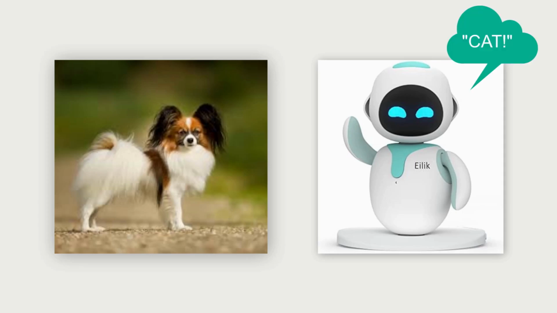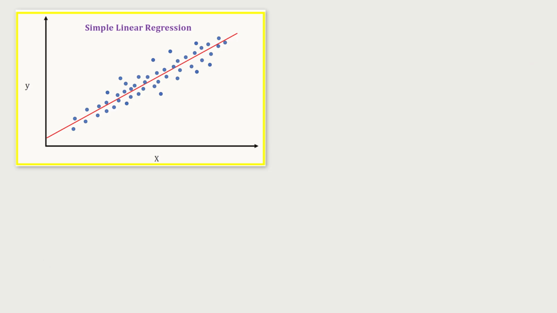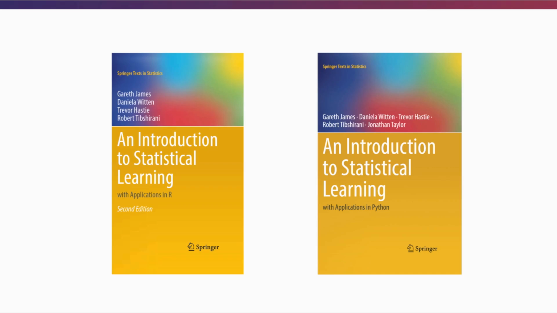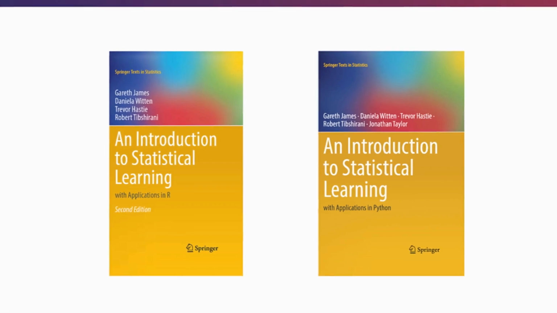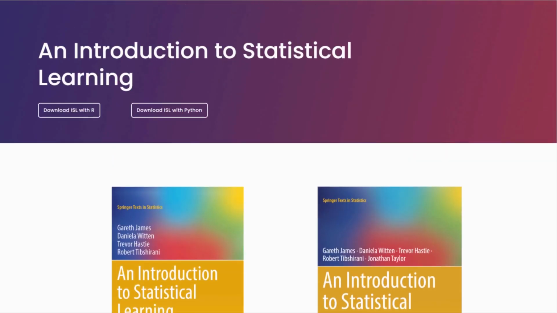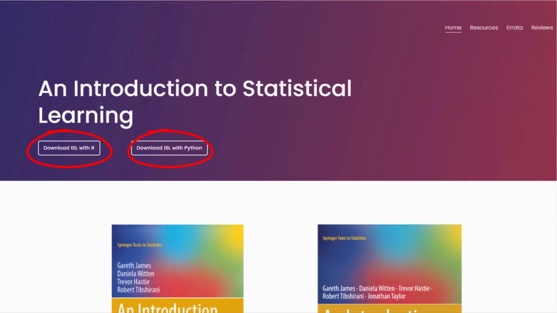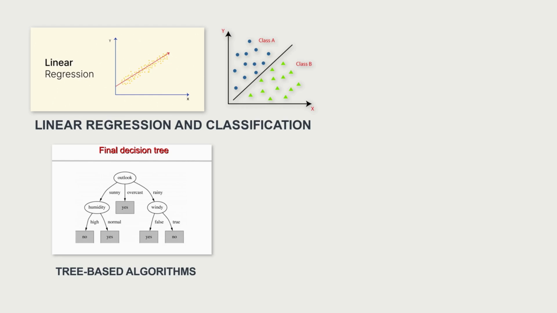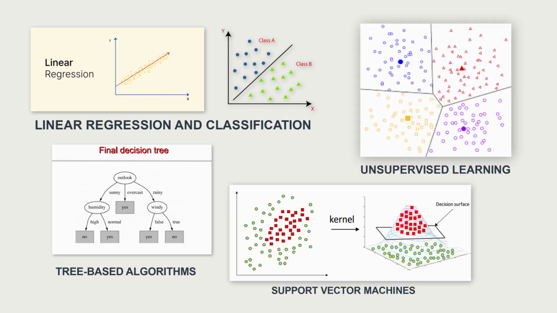Most of the algorithms that do this sort of predictive modeling are based in one way or another on linear regression, even neural networks. One of my favorite resources on the topic that basically got me started in machine learning is the book An Introduction to Statistical Learning, which the authors offer completely for free on their website. It will take you from the very basics of linear regression and classification to the more complex topics such as tree-based algorithms, support vector machines, or unsupervised learning.